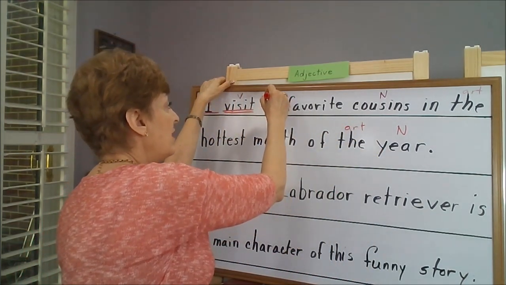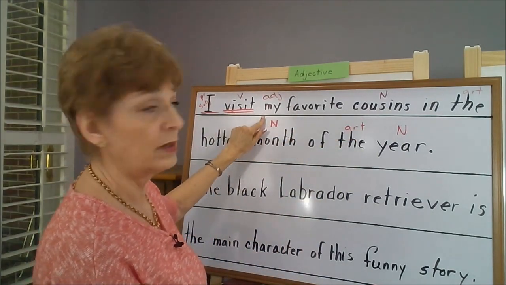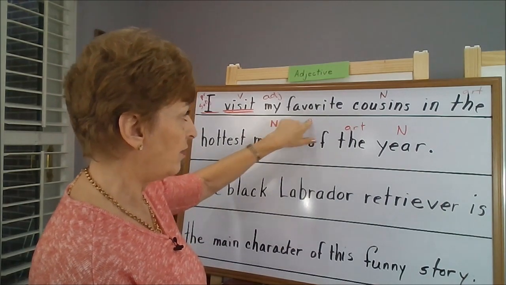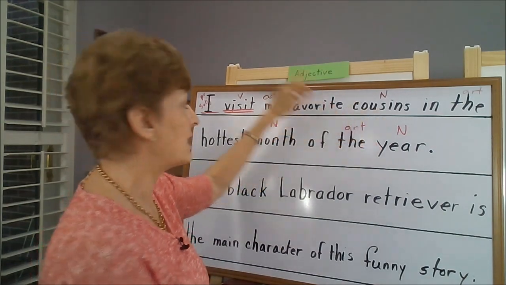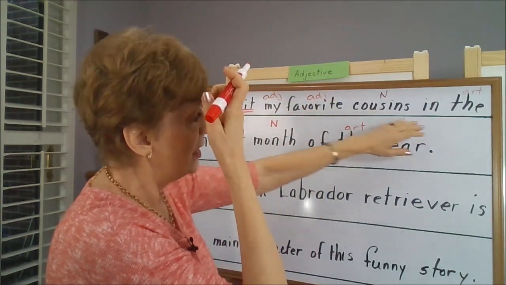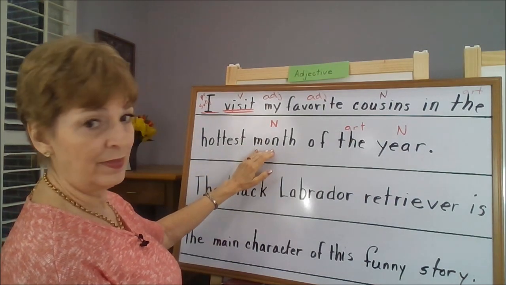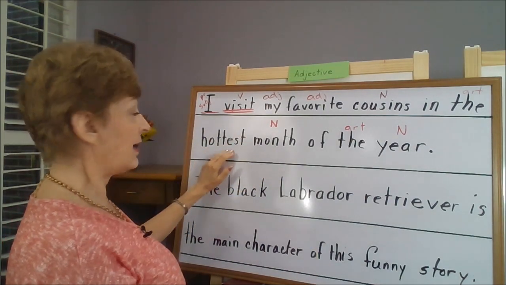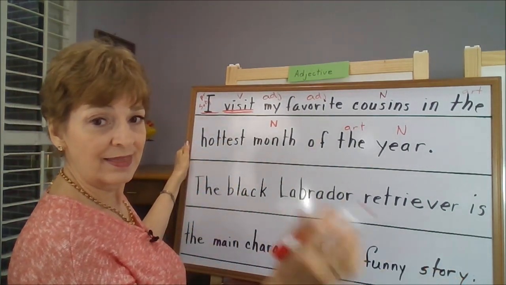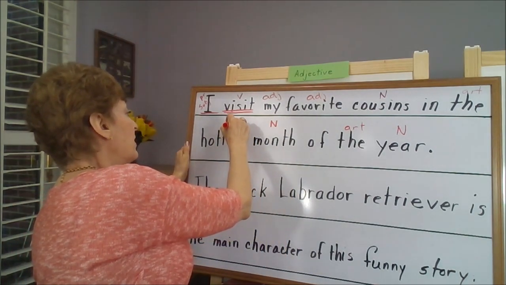This is a possessive adjective because the cousins belong to you. Favorite. Does favorite describe cousins? Yes, it does. This is another adjective. In the hottest month. Hottest. Does that describe the month? It surely does. In fact, it's a superlative of all the months. This one is the hottest. So this is a superlative form of the adjective.